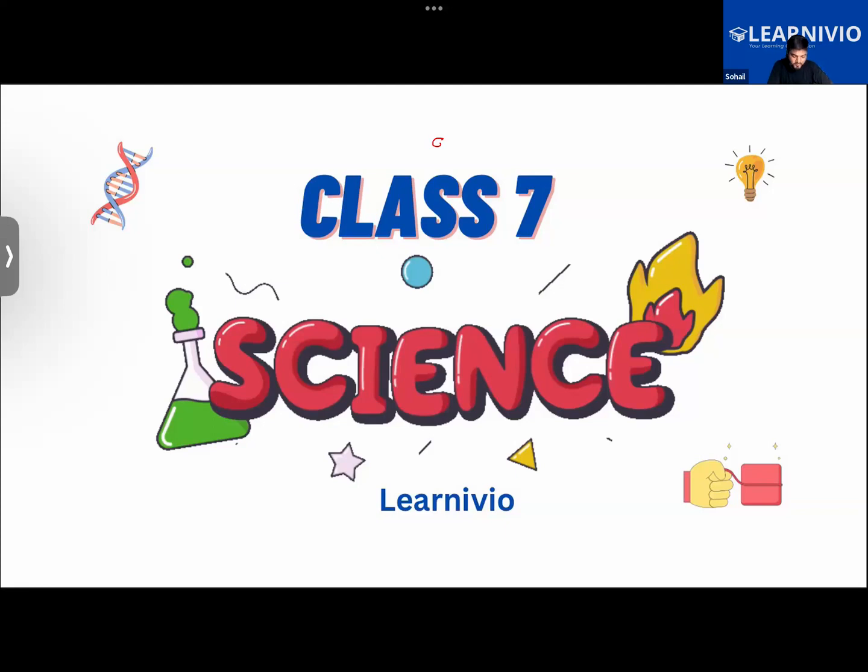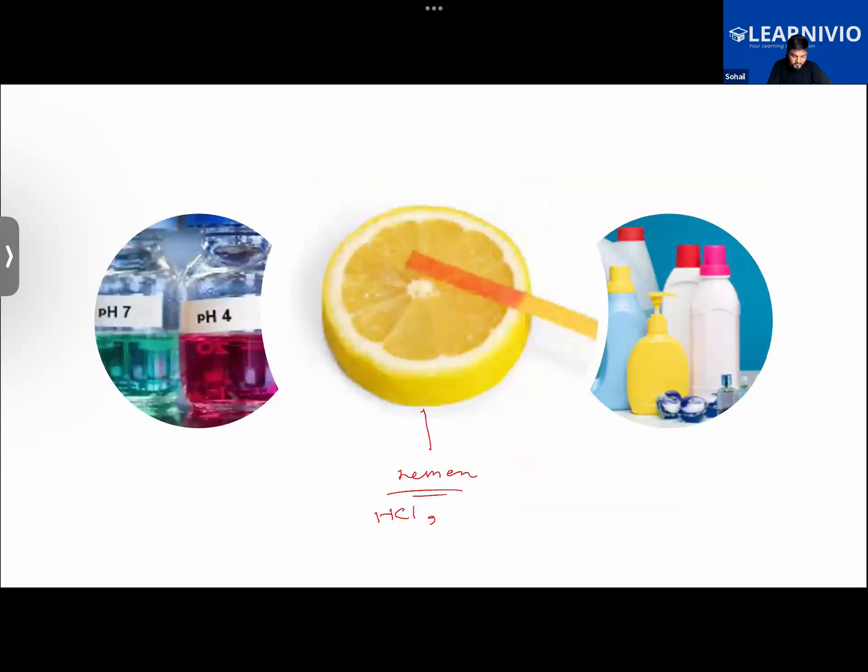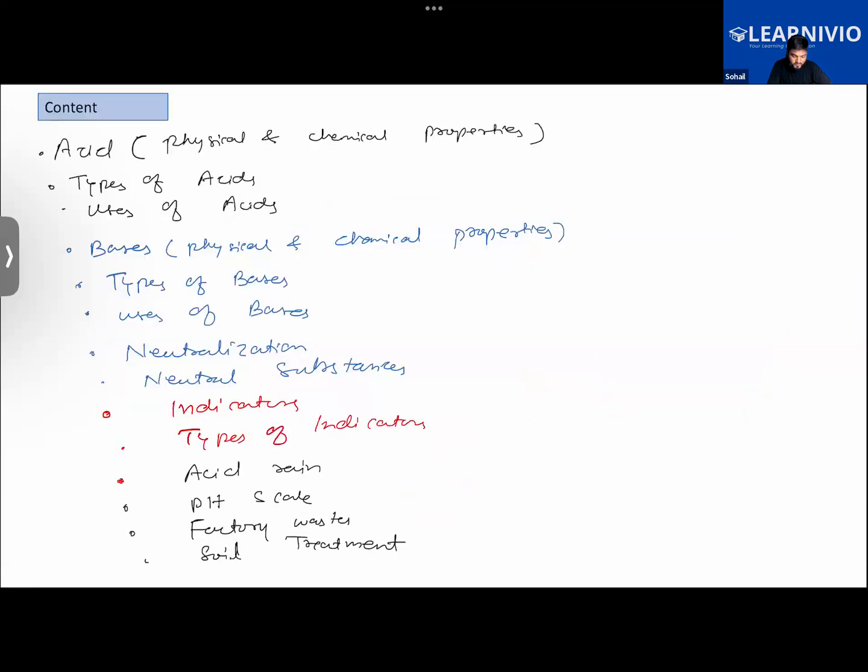Okay, sir. So in the previous class, we started a new chapter in the batch, that is acids, bases, and salts. In this chapter, there are various topics and concepts which you will be learning about, like acids.